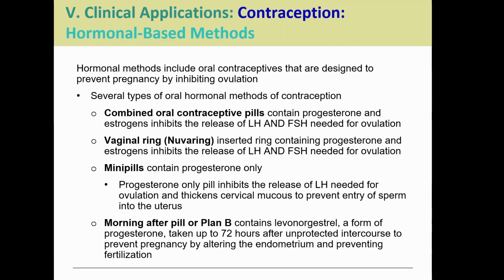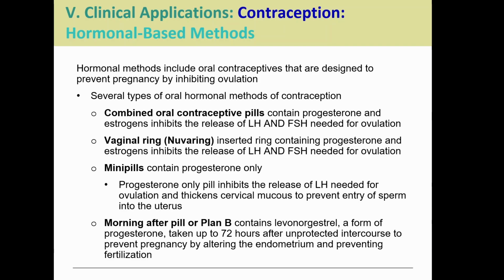With the hormonal-based ones, these are designed to prevent pregnancy because they stop ovulation. So if you don't ovulate, you can't get pregnant. And so there's a couple things. We have the combined oral contraceptive pills. These are going to have estrogen and progesterone, because these are going to inhibit luteinizing and follicle stimulating hormone needed.